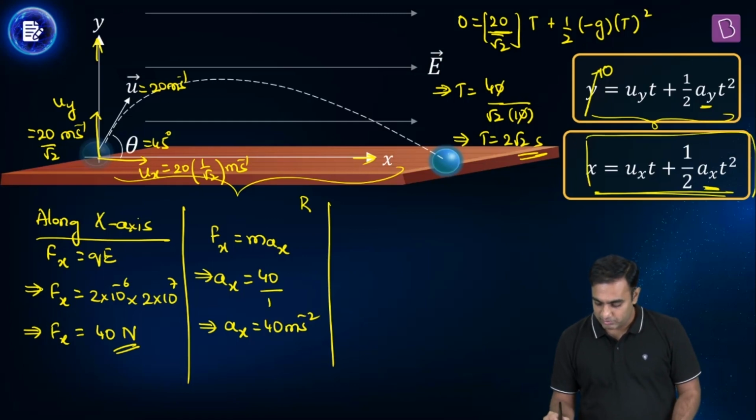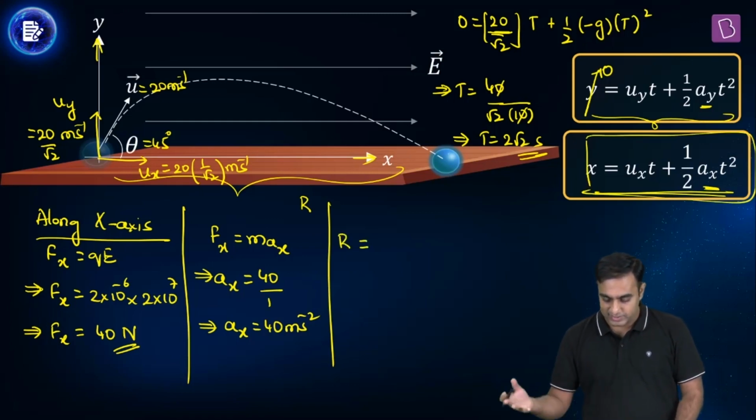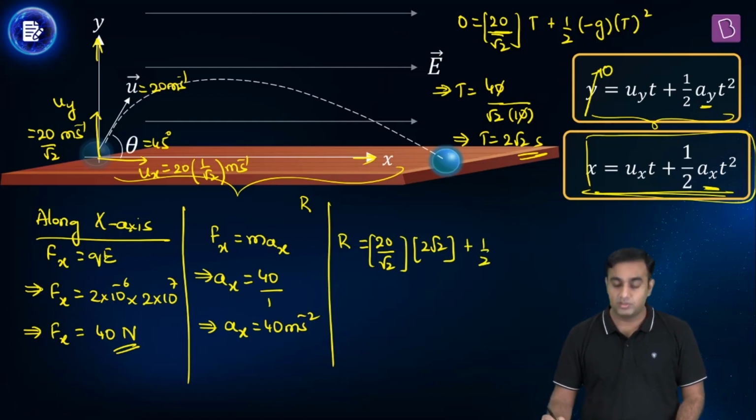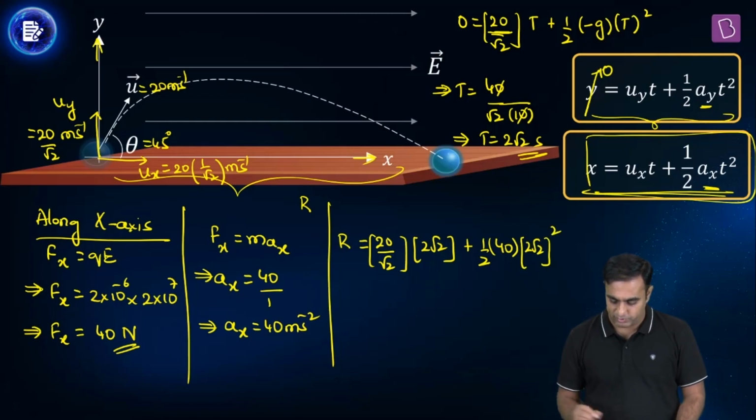So applying this equation, we can write x is equal to R, and on the right hand side, Ux is 20 by root 2. T is 2 root 2 plus half into how much is Ax? It is 40 meter per second square, and T is 2 root 2 squared. Let's simplify this.